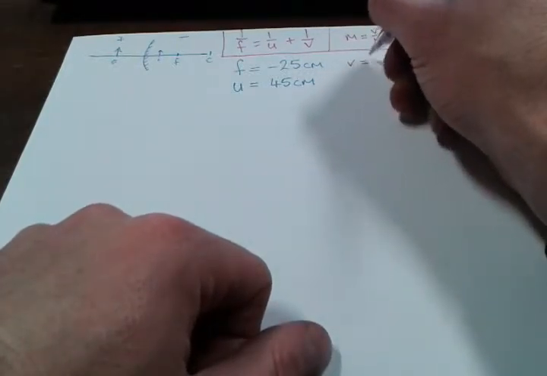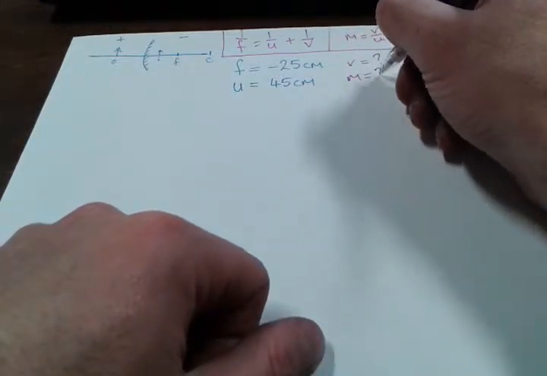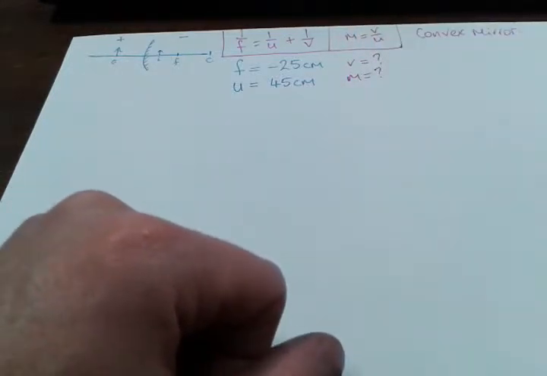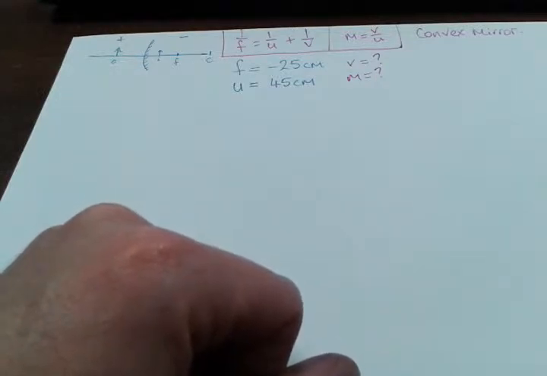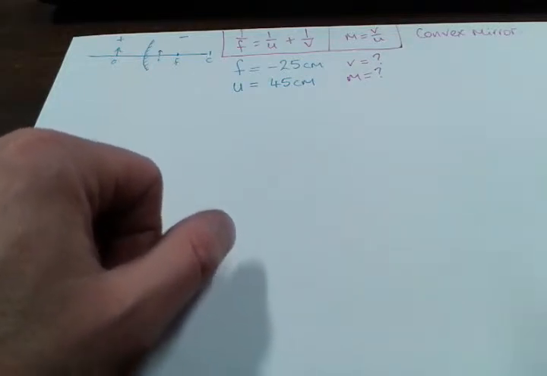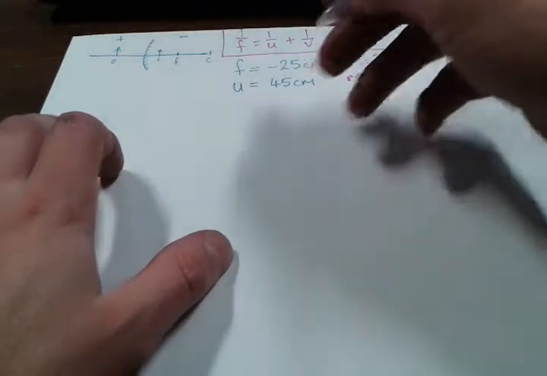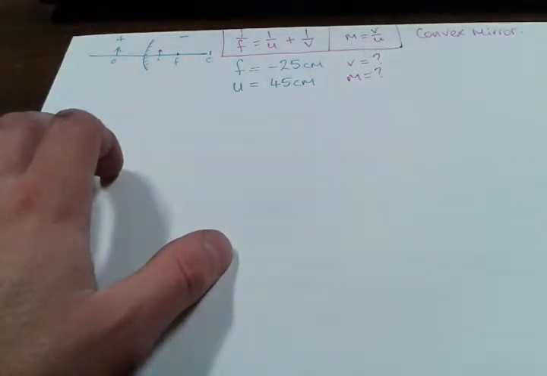V equals question mark. And what's the magnification? Now, because we always get a diminished image, we should expect a magnification that's greater than 0 but less than 1, so it should be a fractional value. And it should be negative because it's a virtual image. Okay, let's have a go at the solution to this.